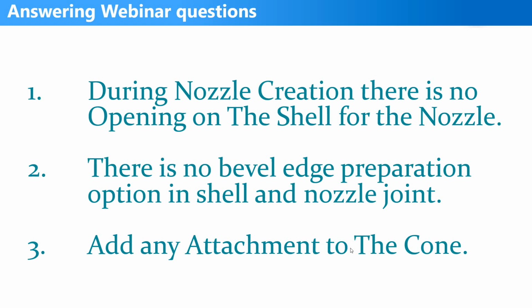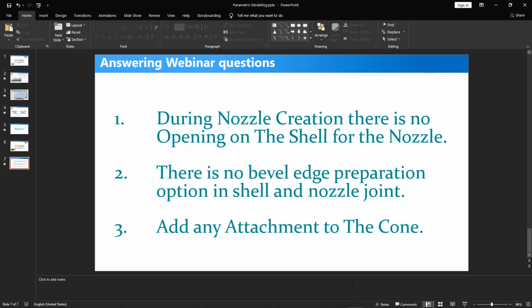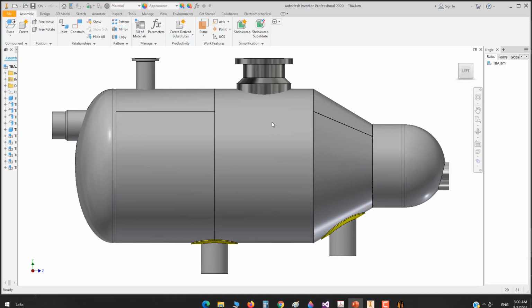The second question, there is no bevel edge preparation option in shell and nozzle joint, and we will discuss how we can make that. Another question, how to add any attachment to the cone. Now let's start to make a nozzle opening on shell and head, and how we can use this tool.